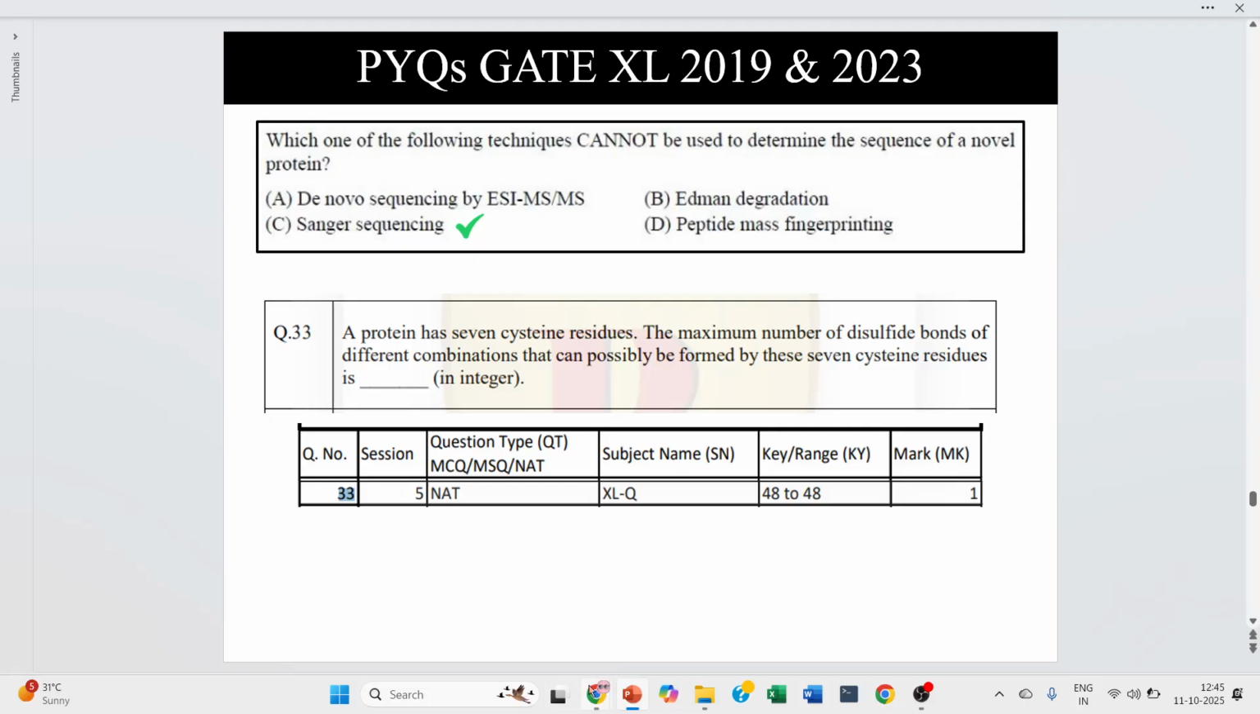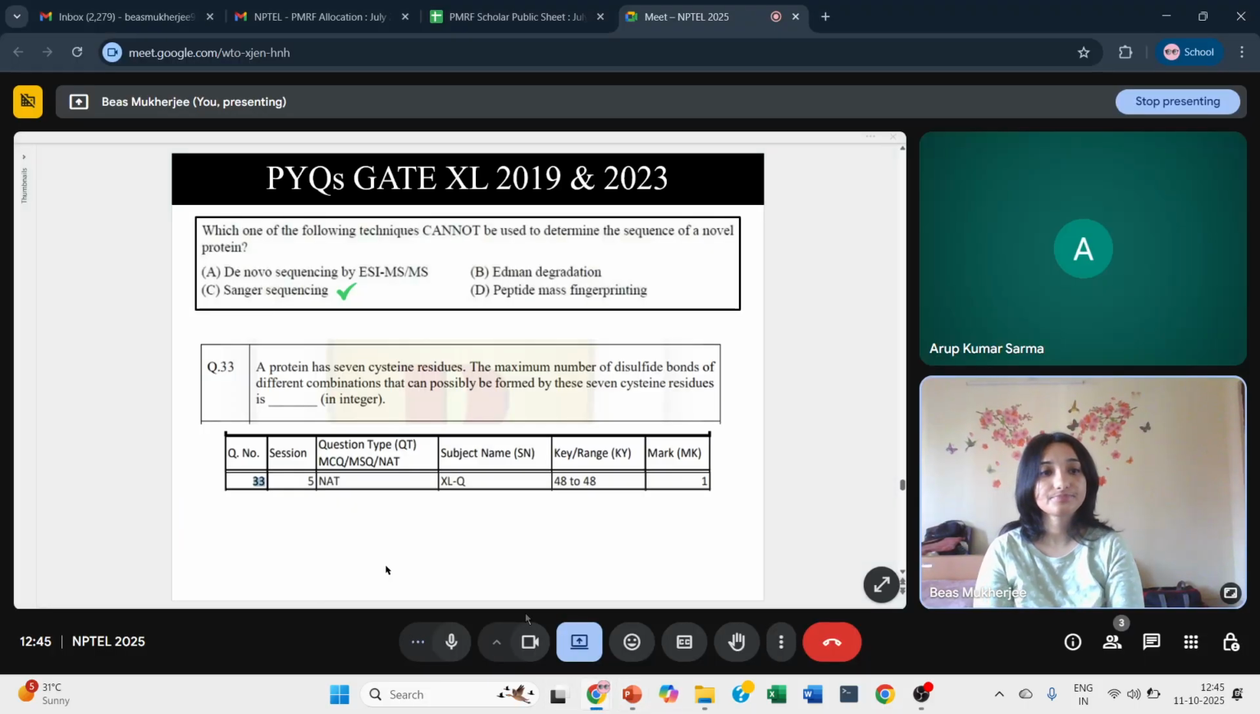So the right answer is given here. Sanger sequencing cannot be used to determine the sequence of a novel protein because Sanger sequencing is for DNA, right? It's for nucleic acids. Now, for question number 33, the right answer is 48.